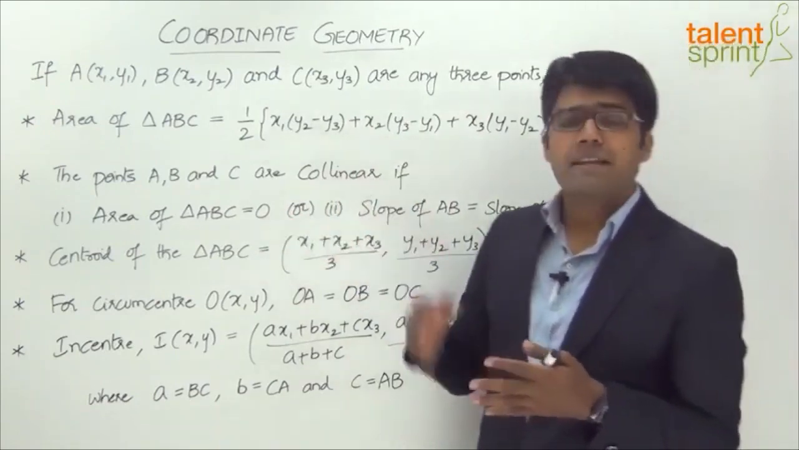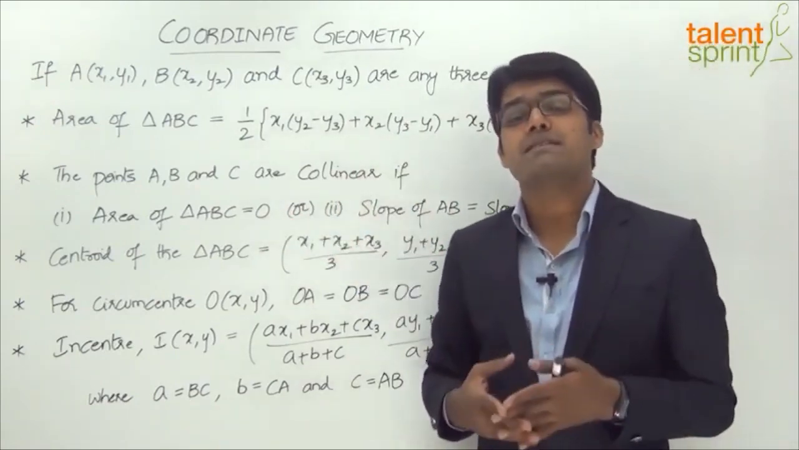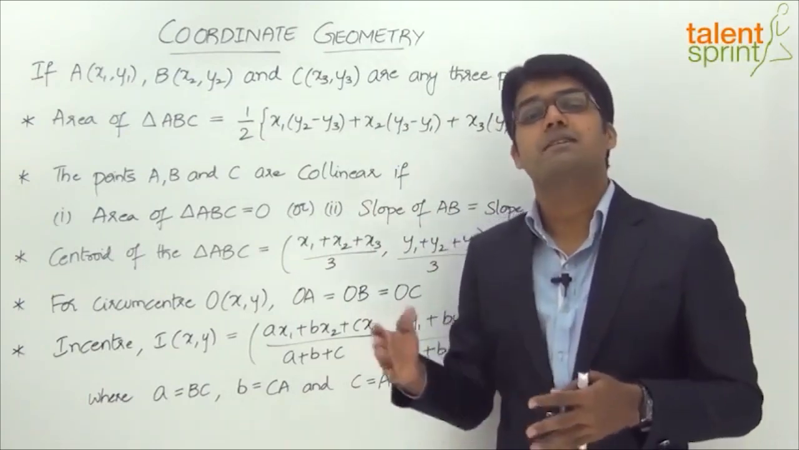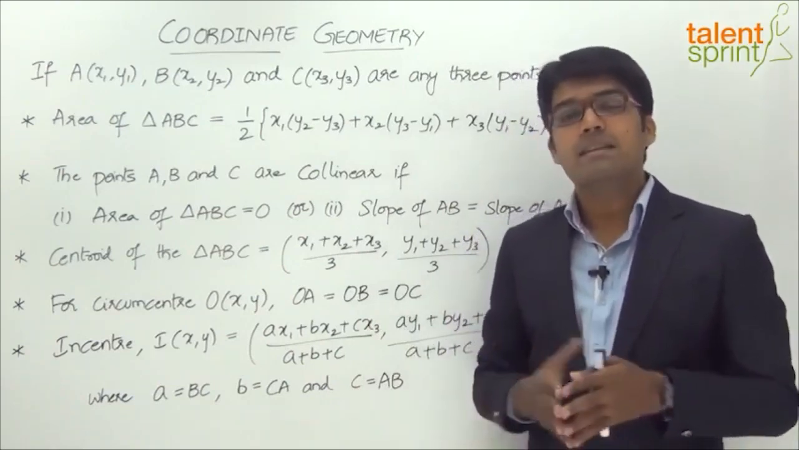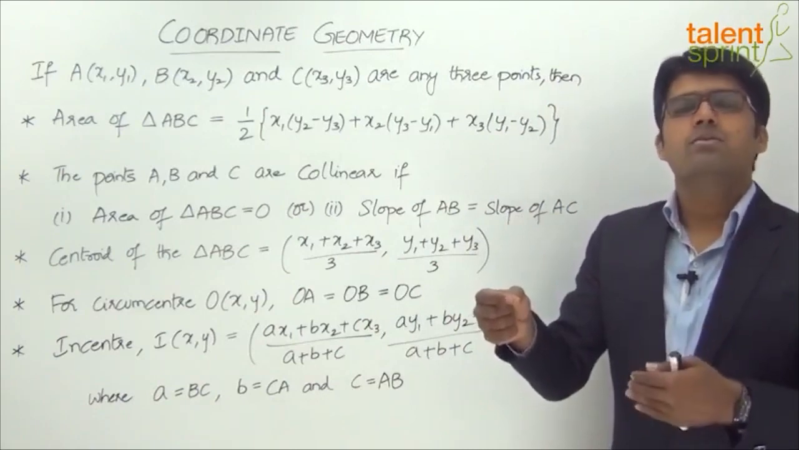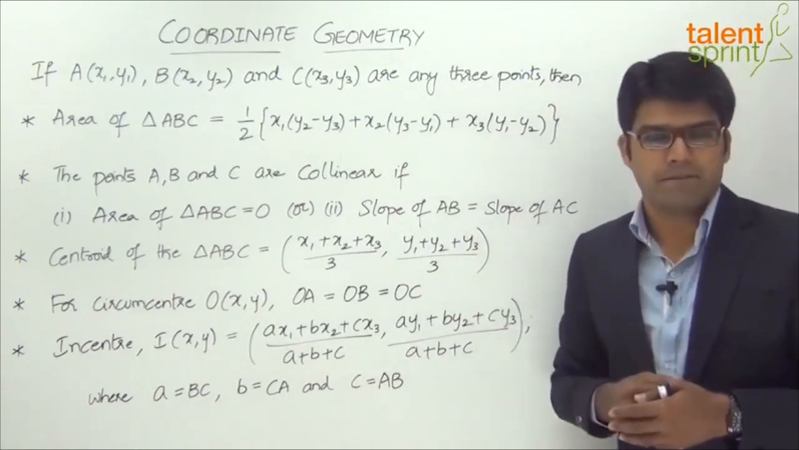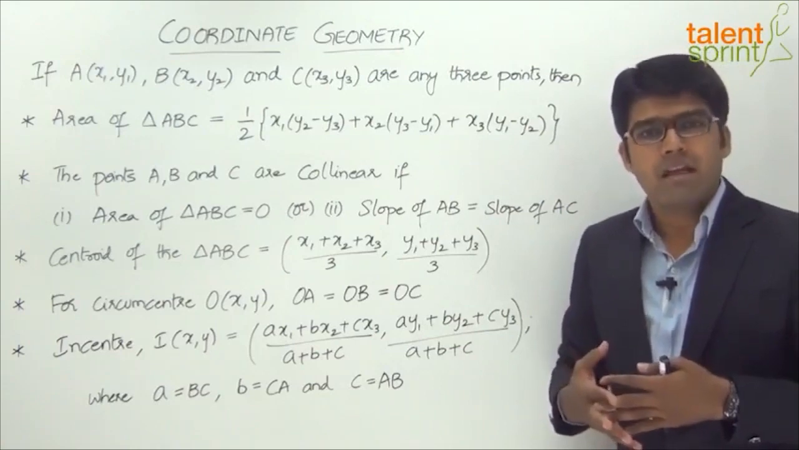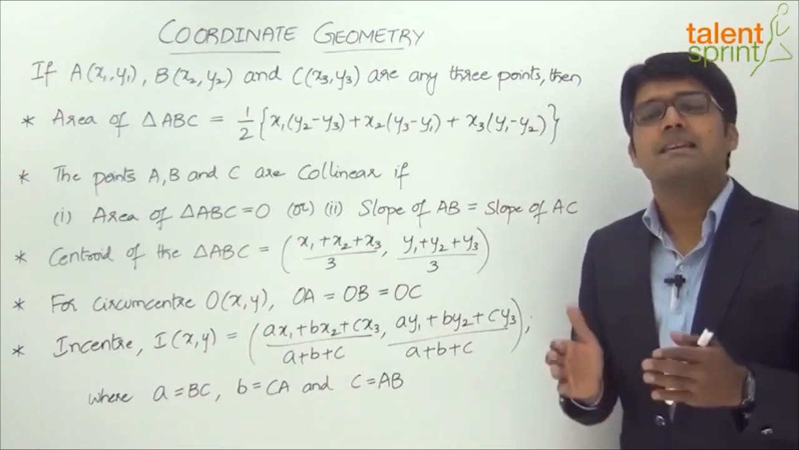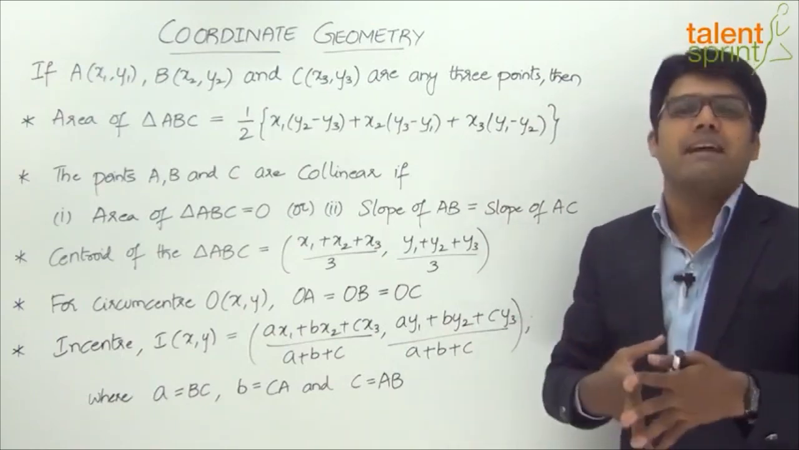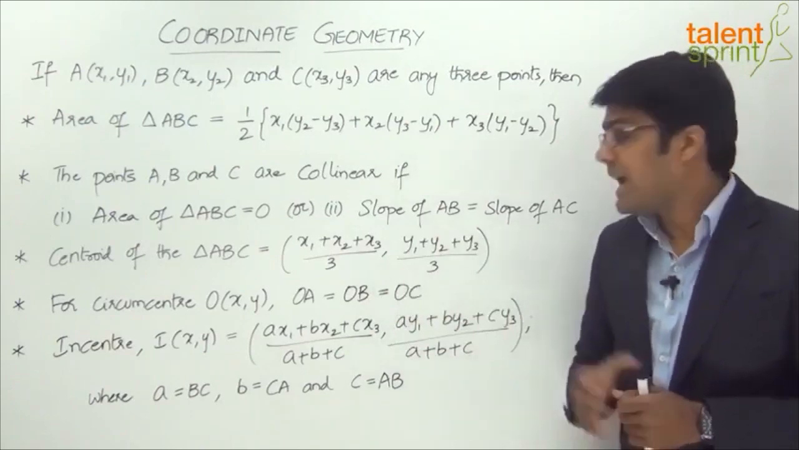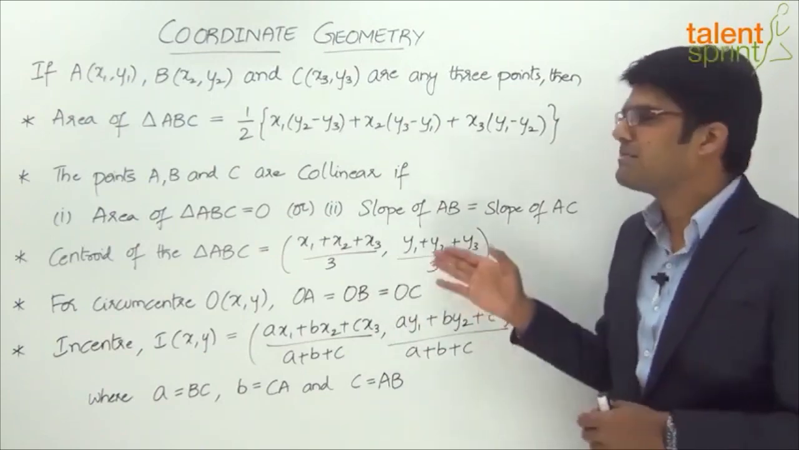By the way, what is meant by centroid? Centroid is the point of intersection of the medians of the triangle ABC, right? And what is a median? A median is a line joining a vertex of a triangle to the midpoint of the opposite side. So we'll have 3 medians in a triangle, and the point of intersection of these 3 medians is called the centroid. Basically, this is the point where the entire weight of the triangle is concentrated, and it can be calculated as x1 plus x2 plus x3 by 3 and y1 plus y2 plus y3 by 3. So that's a very simple calculation.